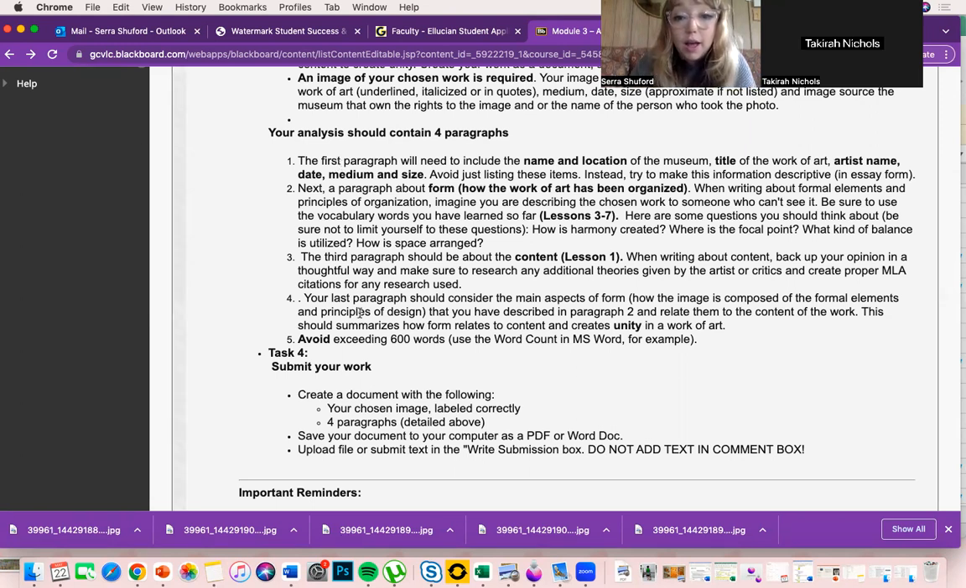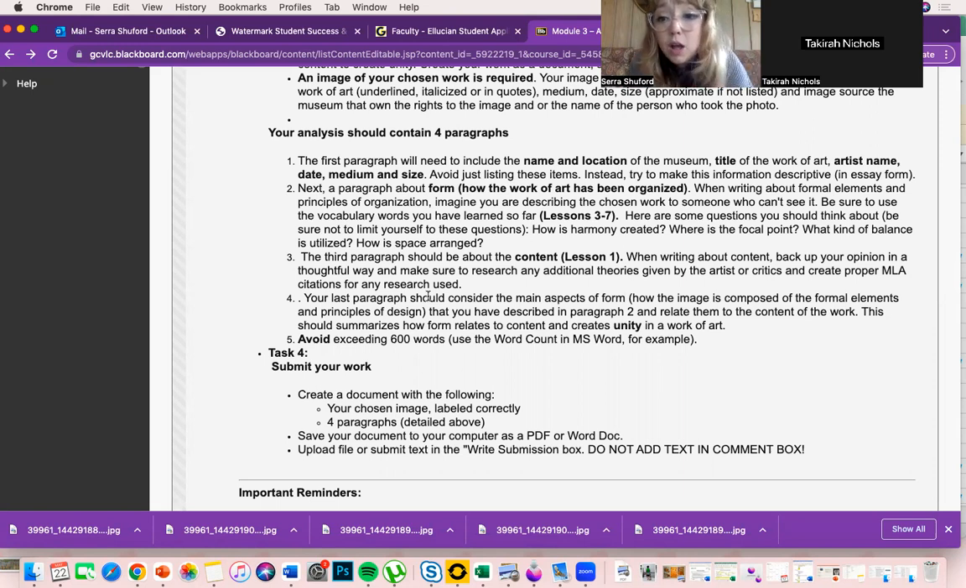So the third paragraph is about the content. Remember, in lesson 1, we talked about the 3 main types of what makes up an artwork. The subject matter, which is physically what is in front of you, the form, which is how it's organized, and the content, which is about the meaning of the work. And all those things should connect together if it's being successful. The content should be relayed through the form, and the subject matter is defining the form as well.